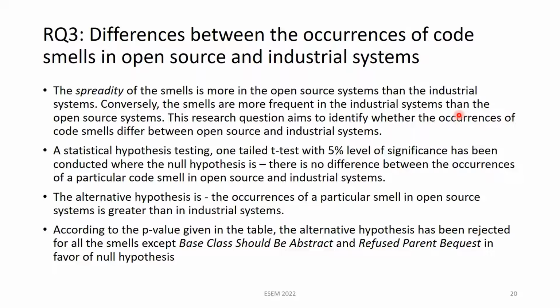These research questions aim to identify whether the occurrences of code issues differ between the open source and industrial systems. A statistical hypothesis testing, one-tailed t-test with 5% level of significance, has been conducted, where the null hypothesis is there is no difference between the occurrences of a particular code smell in open source and industrial systems. So the alternative hypothesis is the occurrences of a particular smell in open source systems is greater than in industrial systems, right? According to the p-value given in the previous table, the alternative hypothesis has been rejected for all the smells except base class should be abstract and refused parent bequest, which are in favor of the null hypothesis.